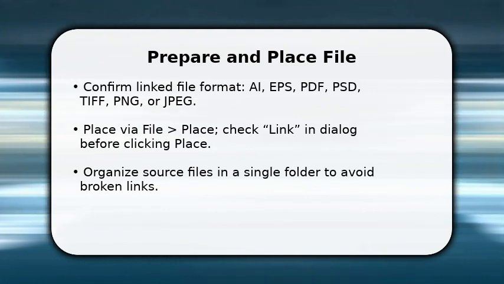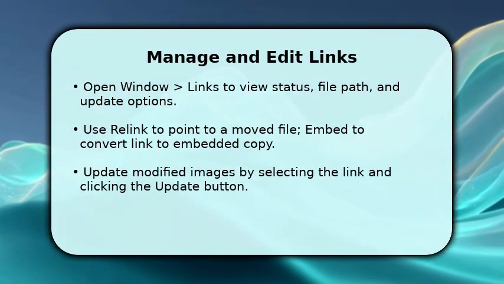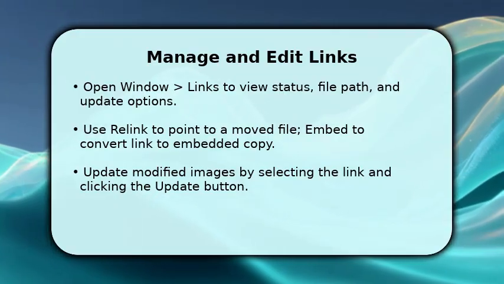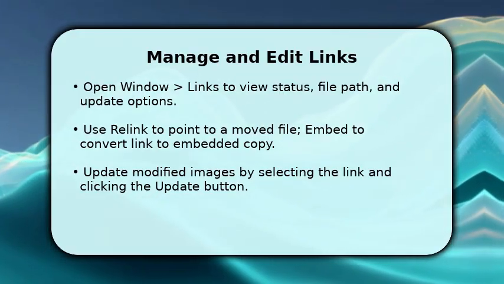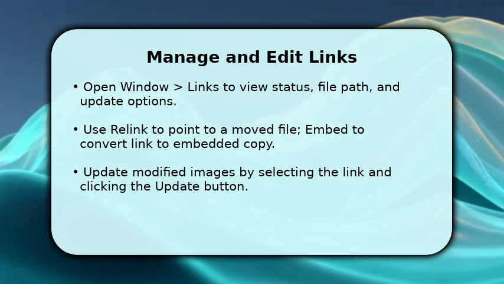Now manage the link through the Links panel so you maintain control. Open Window Links and select the placed image. If Illustrator flags the link as missing, click Relink and point to the new file location. This restores the connection without replacing styling or transforms.